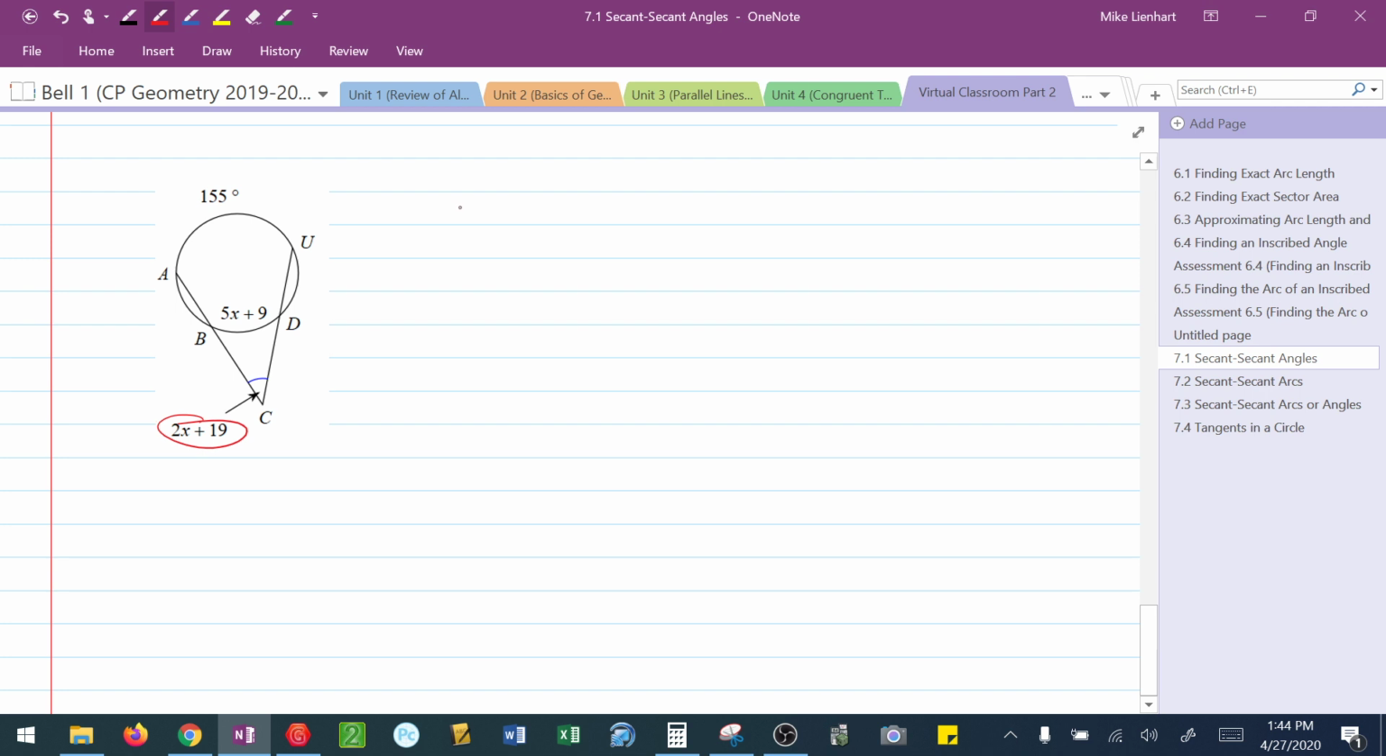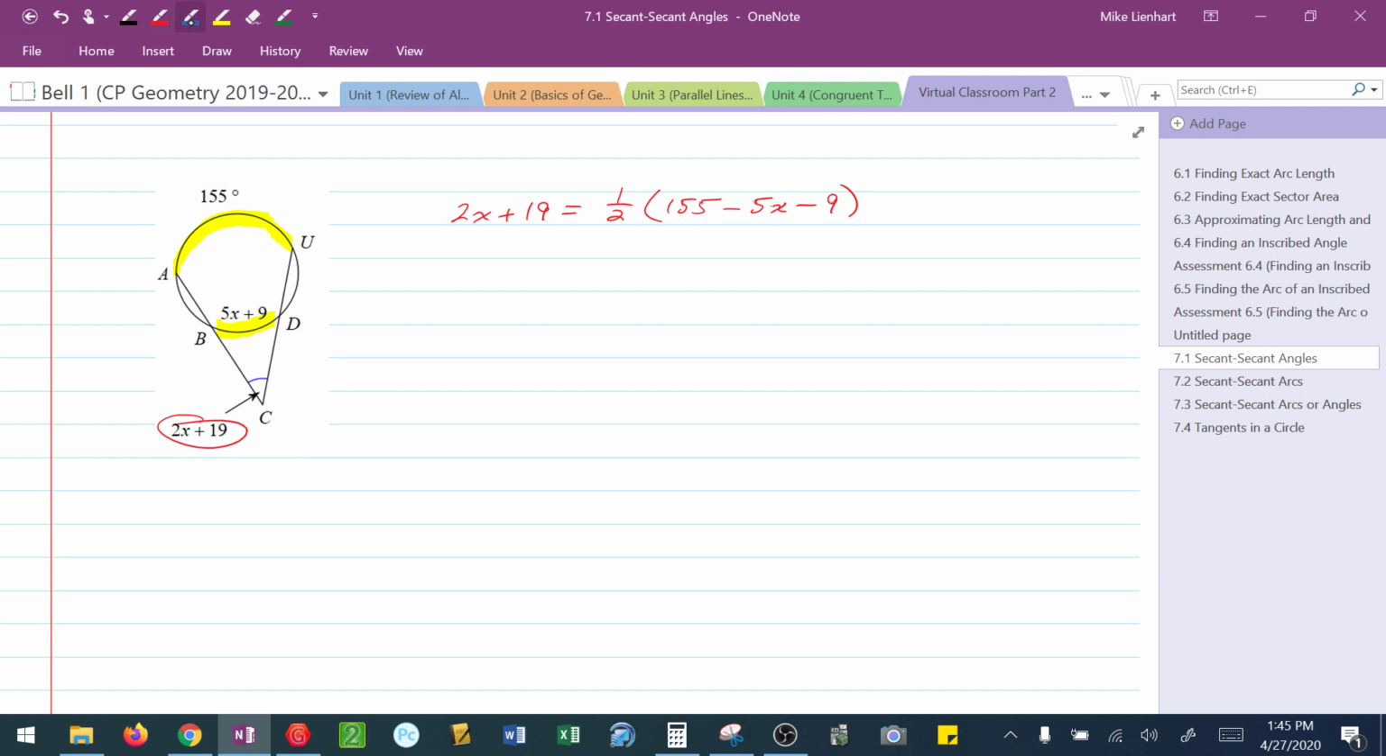I know that the angle, 2x plus 19, is equal to half of arc minus arc. Now in this one, I'm going to take 155. Sorry, forgot to highlight our arcs here. I'm going to take 155, that's the bigger, minus 5x minus 9. Notice I subtracted both of those pieces. Very, very, very important. It's just like you're distributing a negative 1 to 5x plus 9.